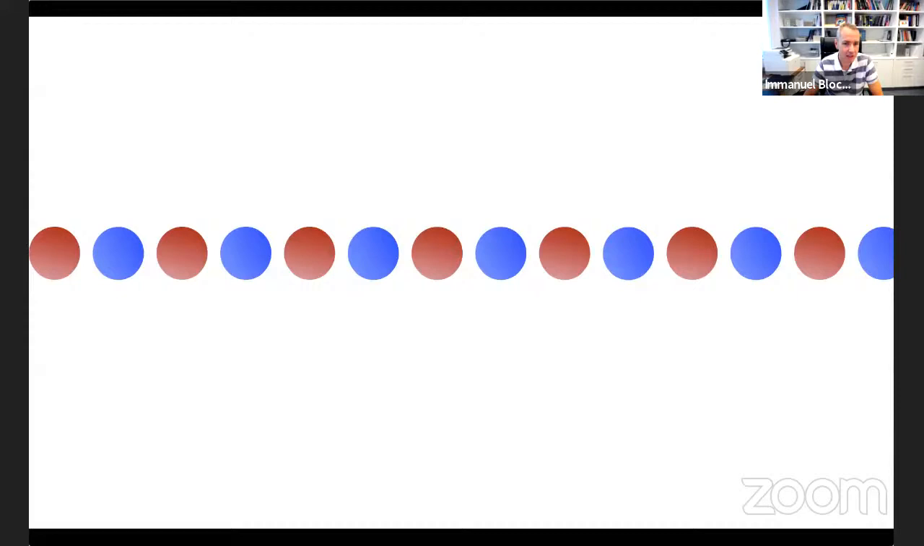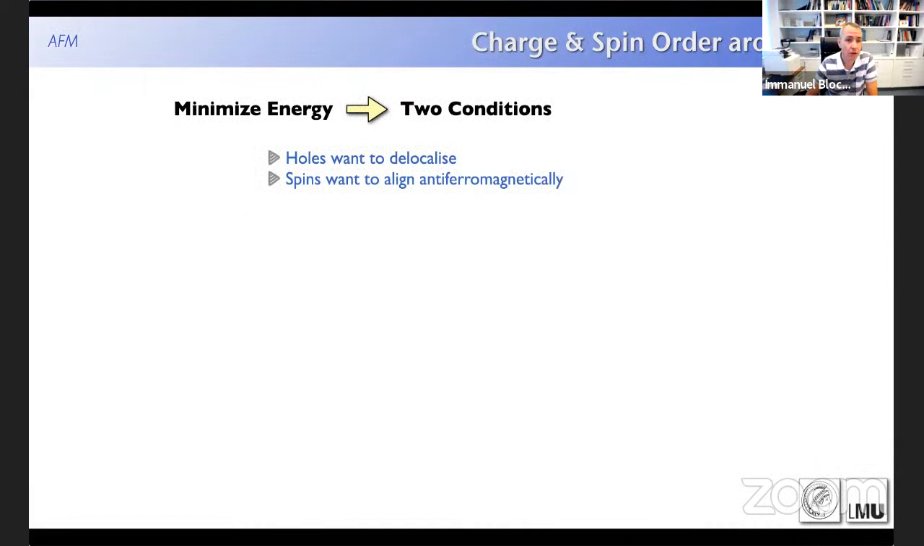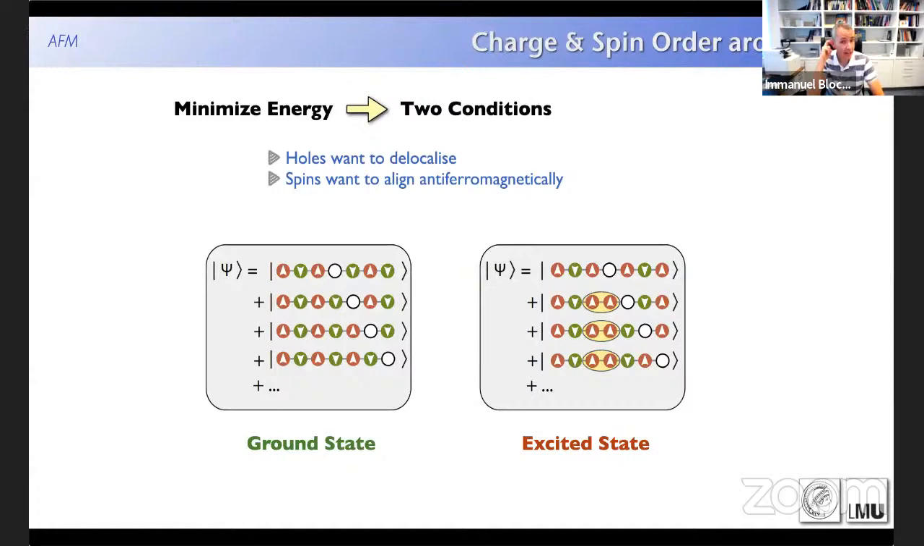So we go to this 1D system of spin ups and downs and holes, and we want to find the ground state. Now we remember we have two things that are competing with each other. We have the hole, which, like any particle, in order to minimize its kinetic energy wants to delocalize. And then we have the spins on the other hand, and the spins want to align antiferromagnetically because of this antiferromagnetic coupling in the system. The question is, how can you satisfy those two conditions in an optimal way? What's the best ground state you can form?